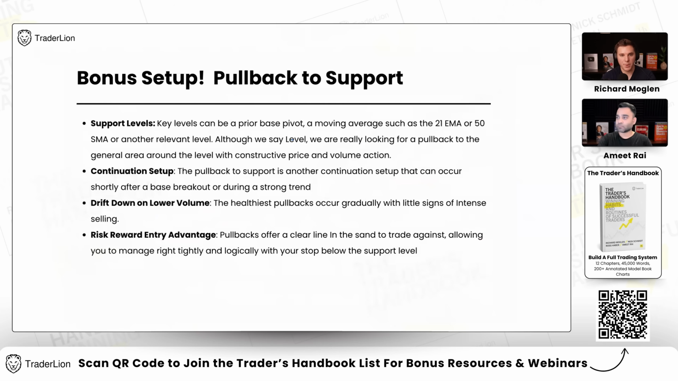All right, so we've got a bonus setup, pullback to support. Support levels can be key levels. It could be a base pivot after a breakout, or slightly before. It could be a moving average, such as the 21 EMA or 50 SMA, or another relevant level. And although we're saying level, what we really mean is an area, because stocks aren't going to respect a level to the cent all the time. It's really as it approaches, plus or minus 1% is what we're looking for in terms of respect.